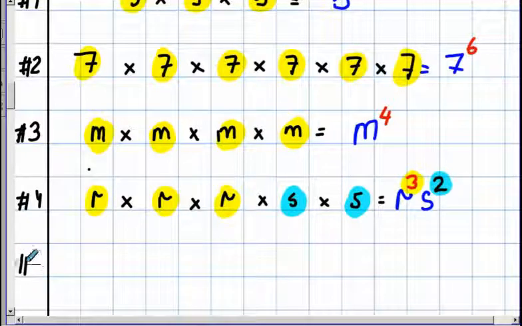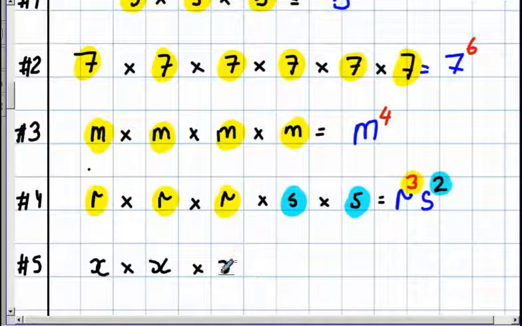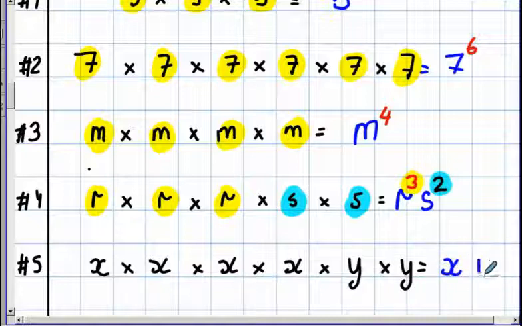Here you go. Example 5. It's the last one we'll do, and then we'll do some practice. X times X. Oops, they're terrible looking X's, aren't they? So it's X times X times X times X times Y times Y. And I'm going to write that as X to some power and Y to some power.